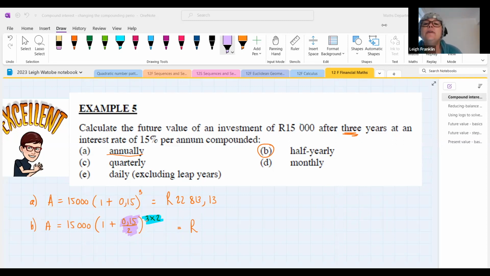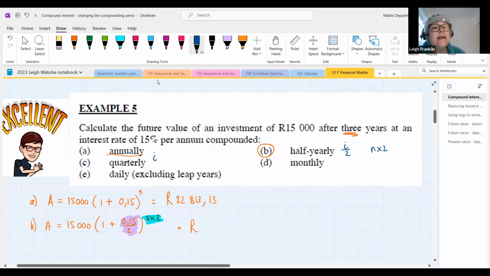Okay, Gugu, let me just have a look at your question. Is it because the total? Yes, that's correct, Gugu. 100%. So the rule is whatever you divide I by, you're going to multiply N by. In the case of half yearly, you are dividing I by 2 and you're multiplying N by 2. In the case of quarterly, you are dividing I by 4 and you're multiplying N by 4.